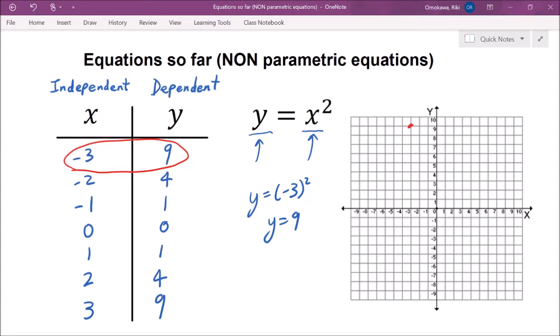And then you would do that with all of these points, right? -2, 4, -1, 1, 0, 0, etc. So here they all are on the graph.